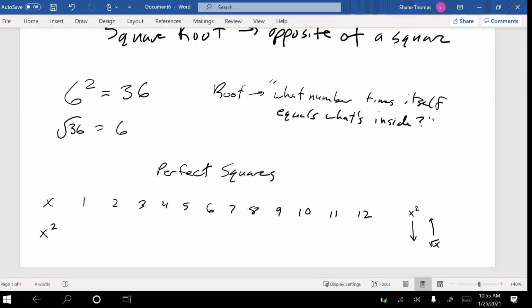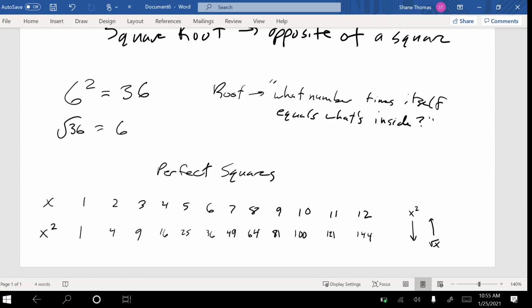So what's 1 squared? 1. 2 squared. 3 squared. 4 squared. 5 squared. 6. 7. 8. 9. 10. 11. 12. 144. Okay? So this is my little perfect square chart.